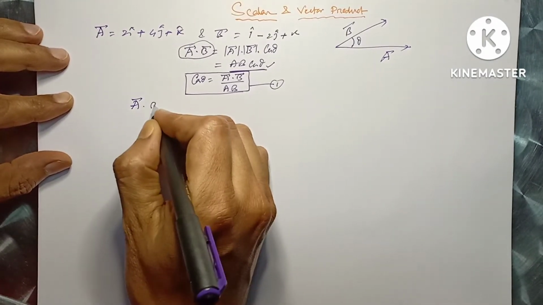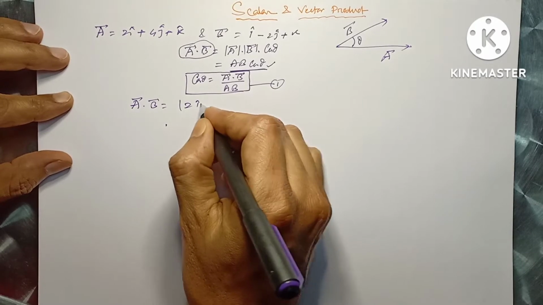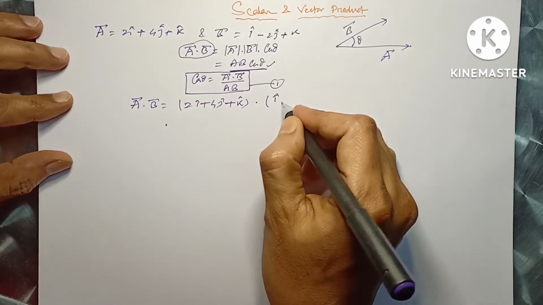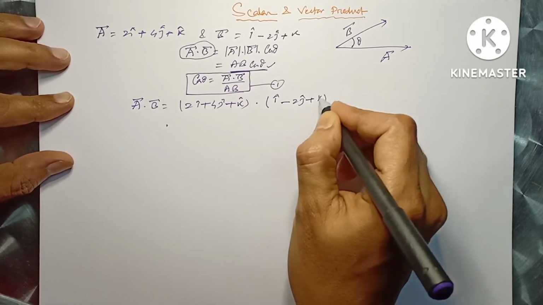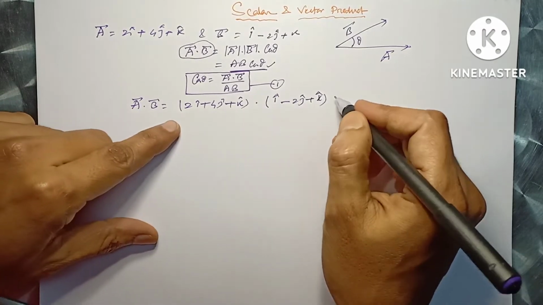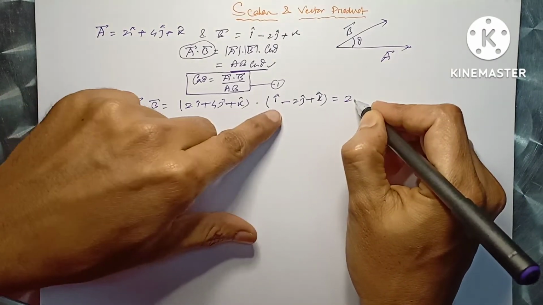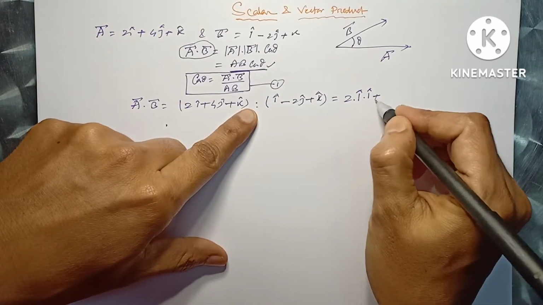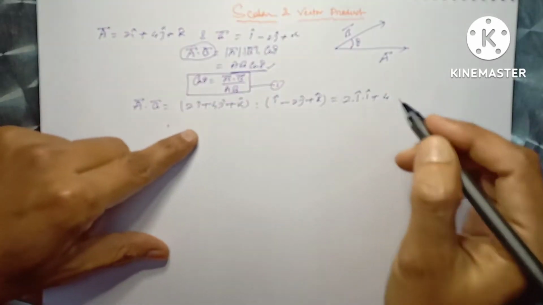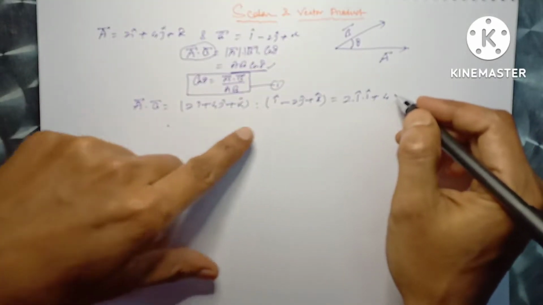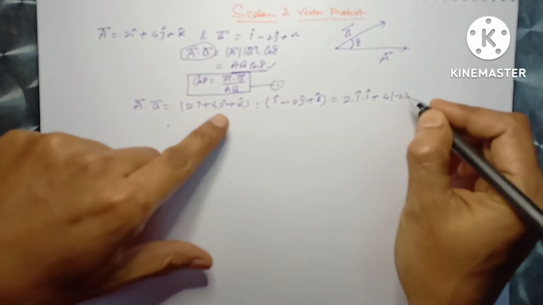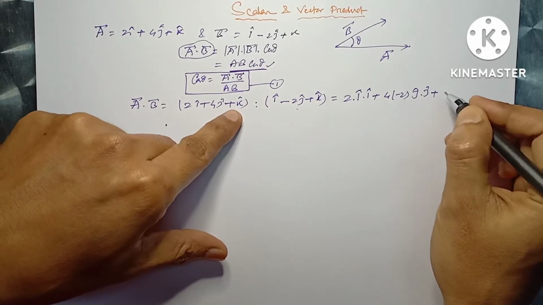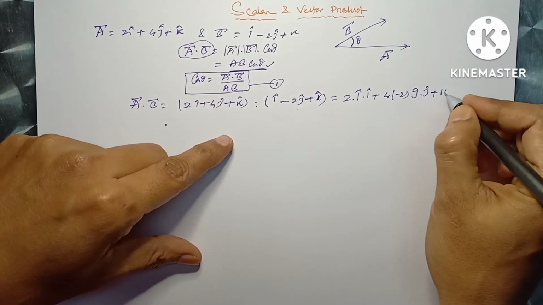So a vector dot b vector equals 2i cap plus 4j cap plus k cap dot i cap minus 2j cap plus k cap. So we get 2 into i cap dot i cap, plus 4 into minus 2, j cap dot j cap, plus 1 into 1, k cap dot k cap.